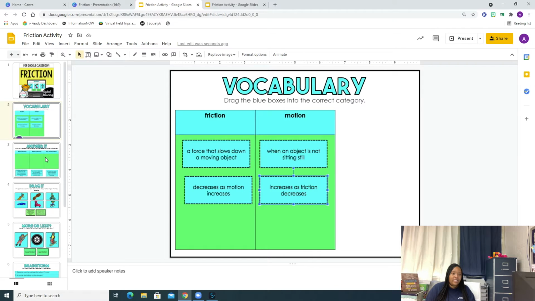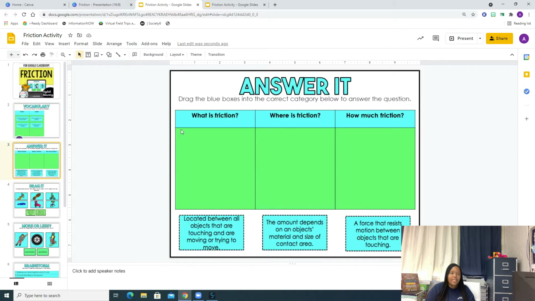Let's look at our next slide. It says drag the blue boxes into the correct category below to answer the question. So I have what is friction, where is friction, and how much friction.